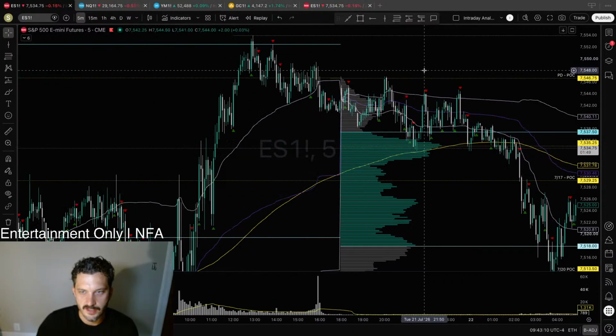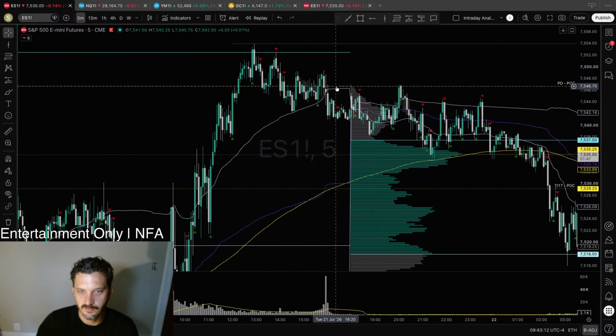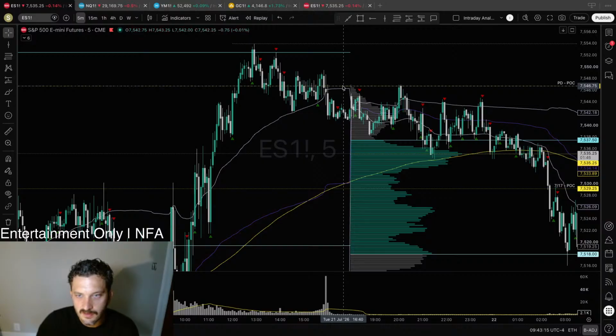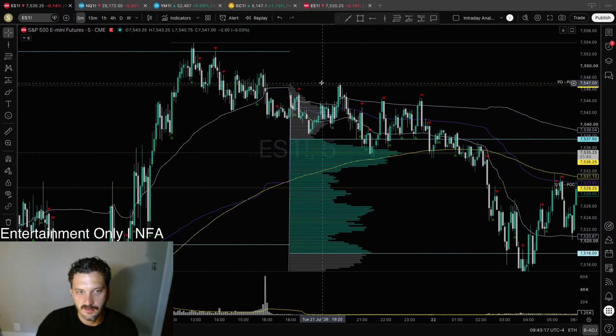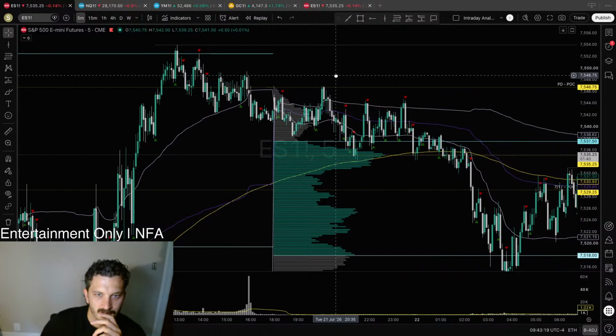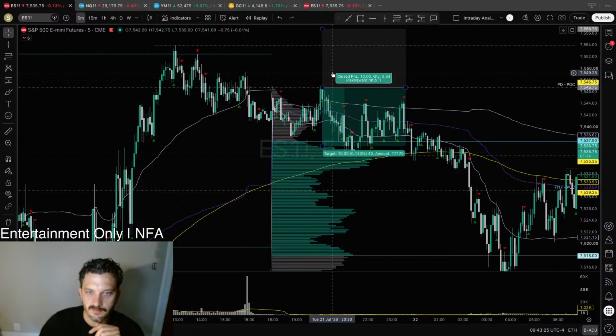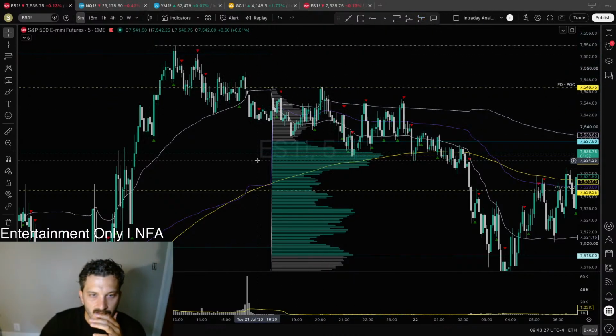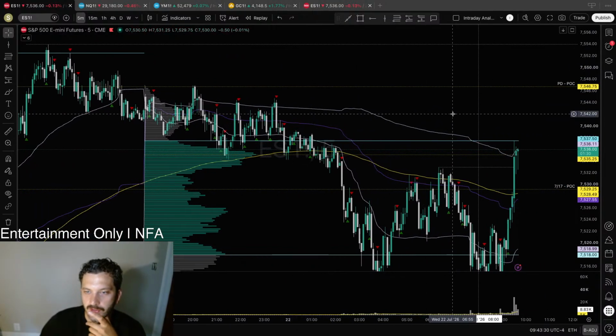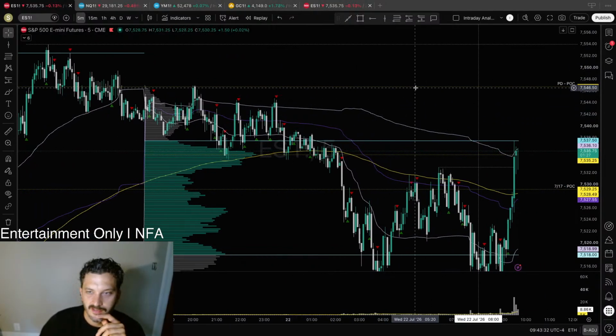During the Asia session, we tested our previous day point of control. We saw some great resistance off of it. That would be the move to short, right at that point of control. I'll be interested to see if it wants to come back up to test that area.